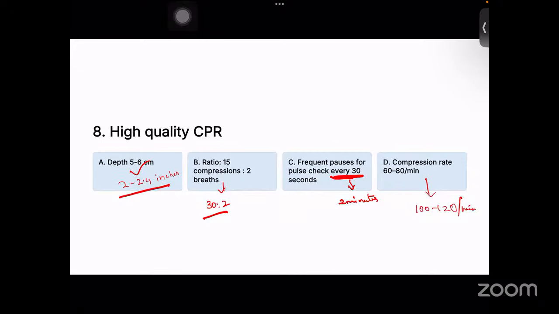So these are the qualities of high quality CPR. What makes CPR a high quality CPR? Number one, a depth of 5 to 6 centimeters or 2 to 2.4 inches.